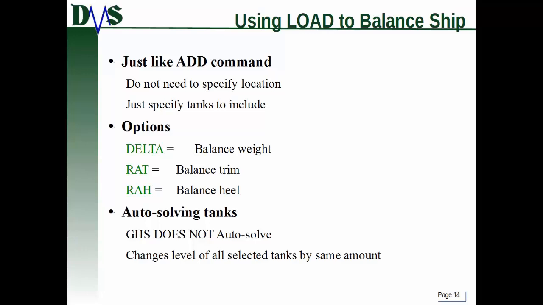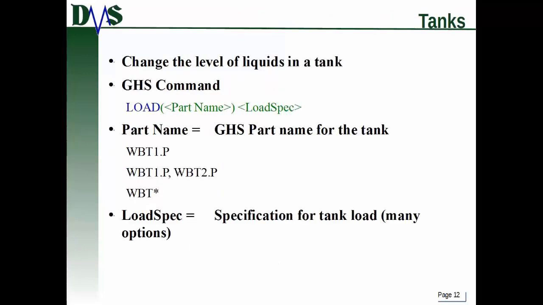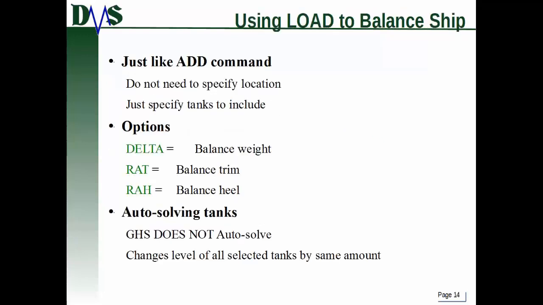So the way that works, there are 3 keywords, and it works just like the add command, except you don't need to specify a location anymore. You just specify the tanks to include. So it's still using the load command, whatever tanks you're going to fiddle with in there, and then for your load specification, you can use one of these 3 keywords. Delta will balance out the weight, RAT balances out the trim, and RAH balances out the heel.